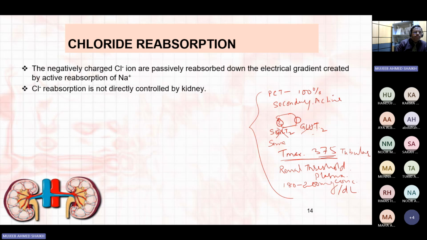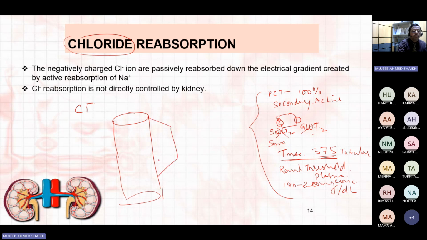This is a summary. Coming to the second ion which is reabsorbed by the kidney, chloride. Chloride is a negatively charged ion, so it is reabsorbed because of its electrochemical gradient. So this is a renal tubule, along with it these are the cells. It is a negatively charged ion and passively reabsorbed.